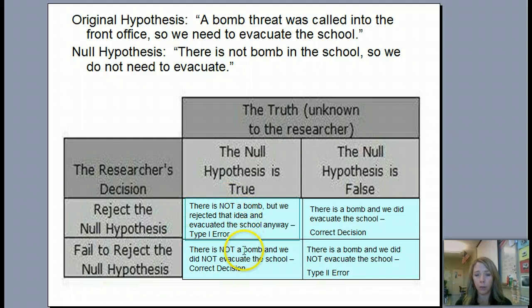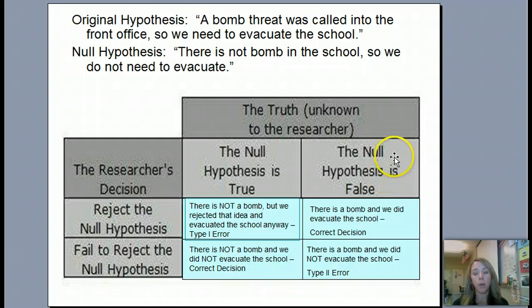Versus the other way around. There's not a bomb, and we did not evacuate the school. This would be a correct decision, okay? So the null hypothesis is true, and I failed to reject the null hypothesis, so we did not evacuate the school. All right, so this is a correct decision.